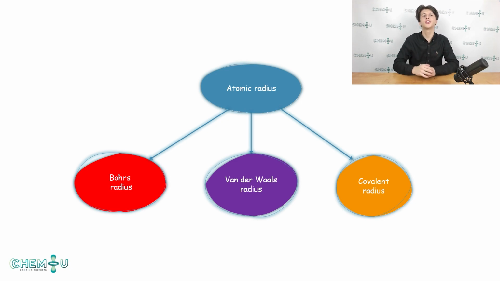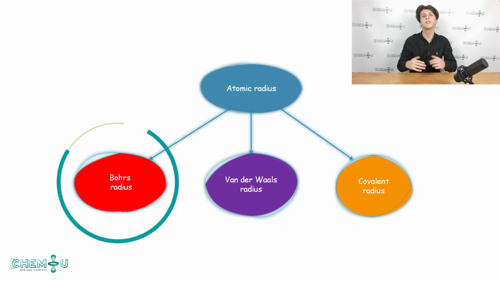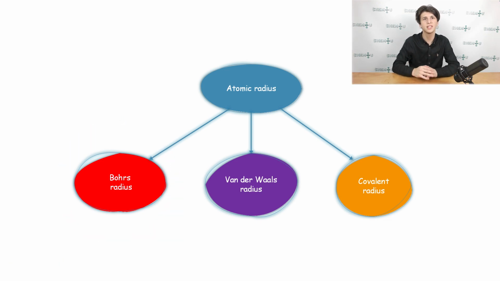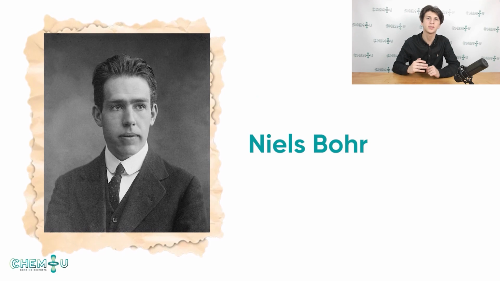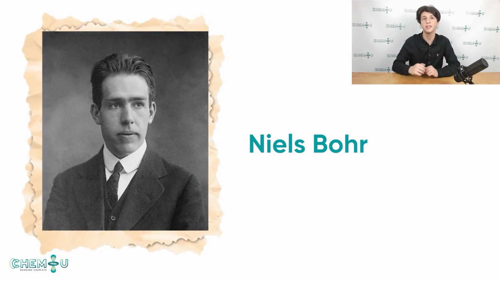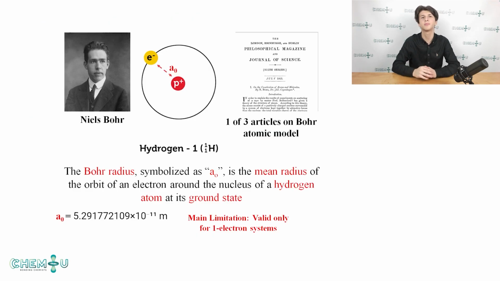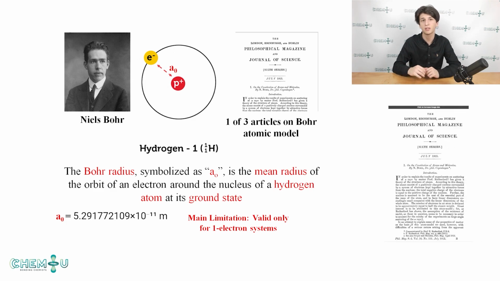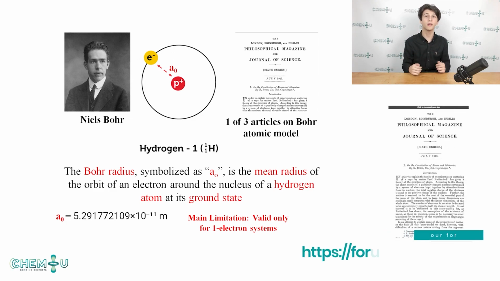The first definition of the atomic radius applies only to the simplest chemical structures, namely atoms or ions with only one electron. This radius is called the Bohr radius. It is named after a brilliant physicist Niels Bohr, who published an article about the atomic structure back in 1913. In this paper, he proposed several ideas that lie at the heart of Bohr's atomic model. If you are interested in reading this fundamental paper, check the specific thread on our forum. It is uploaded there as a PDF.